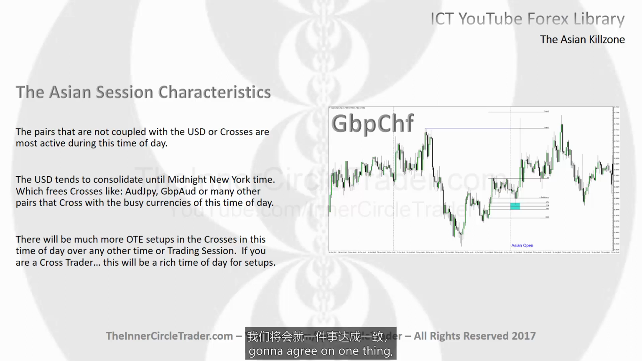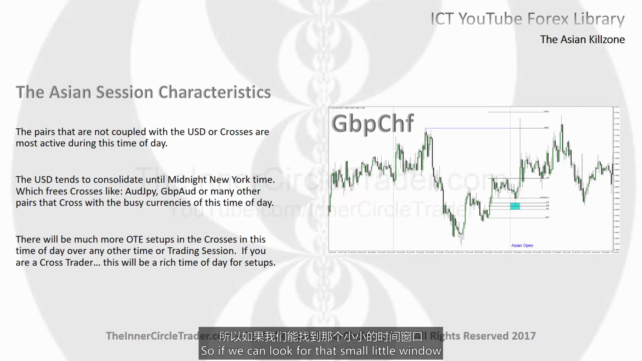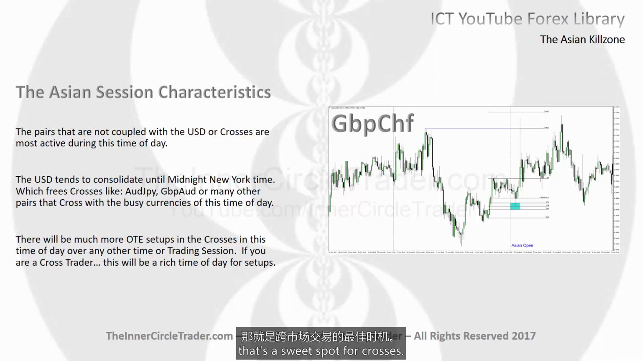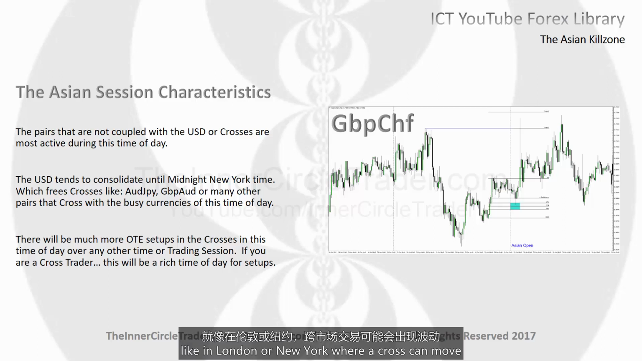Now, I'm going to agree on one thing. We're going to agree that the financial day starts at midnight New York time, because right now the dollar is still the reserve currency, whether you want to accept that or believe it, that's just the way it is. And what I view as the key point of the day is midnight New York time. So if we can look for that small little window of opportunity between the Asian open and midnight, that's a sweet spot for crosses. Now, there are times in the day, like in London or New York, where a cross can move, and that's going to be done by manipulation with the dollar.